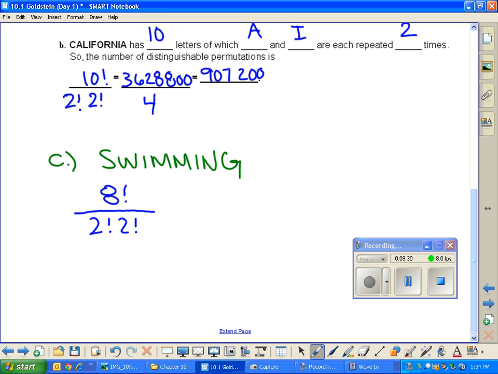Right, so 8 letters in the word swimming, 2 letters repeated, M and I, so we had to get rid of those arrangements. And so what is that number? Anyone have that? Go ahead, Kevin. What is it? Oh, 10,000. 10,080. Very nice. Is that what everyone else got?